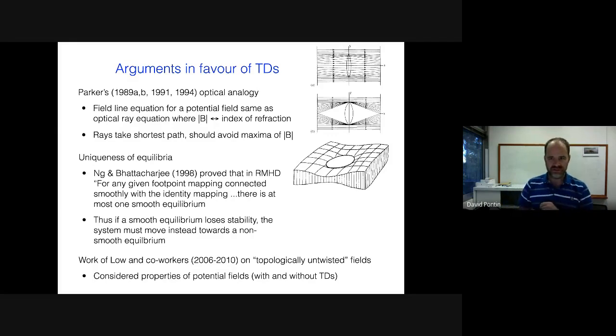And so there's a couple of sketches in the top right here of what happens if you consider a location of enhanced magnetic field strength, which is drawn with the lens type shape. And by analogy with the optical case, the argument is that the rays should take the shortest path and therefore should avoid maxima of the field strength. Now, if you have a sufficiently large magnetic field concentration, then you might have the rays or the field lines avoid this region altogether.